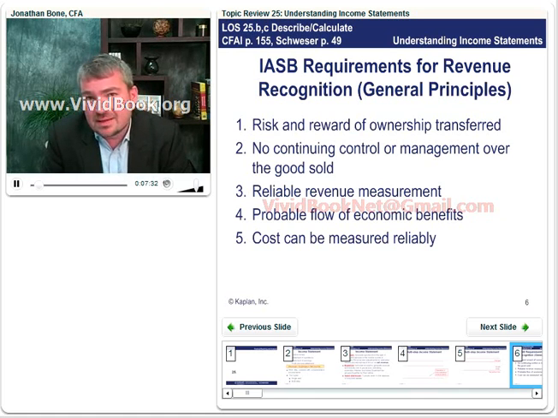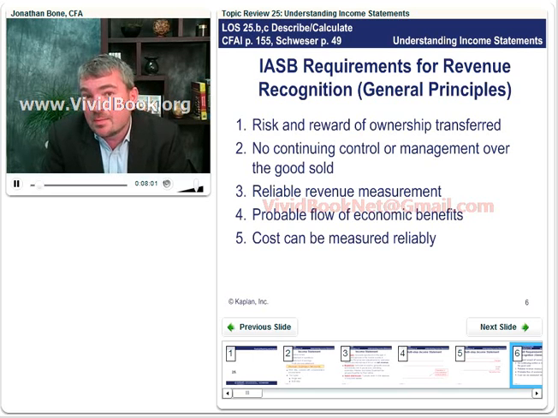Okay, so first of all, let's start off with international accounting standards and look at the requirements in order to record a sale. So the first one is the risk and reward of ownership should have transferred from the seller to the buyer, in which case, point 2, the seller should have no continuing control or management over the goods sold. In other words, that should all now vest with the buyer. We need to be able to have reliable revenue measurement, so in other words, we can put a reliable dollar value on the sale that we've made.